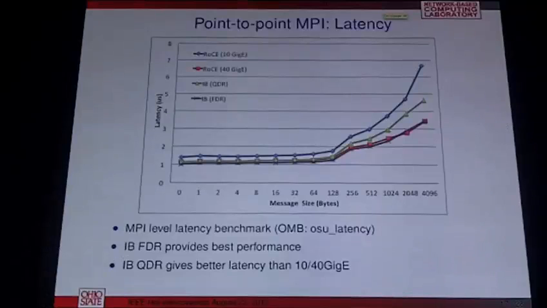Here again, we can see that IBFDR is providing the best performance, but the difference at the latency level between RoCE 14GigE and IBQDR is much smaller, but IBQDR is still providing the best performance. And as before, RoCE 10GigE is providing the worst latency.